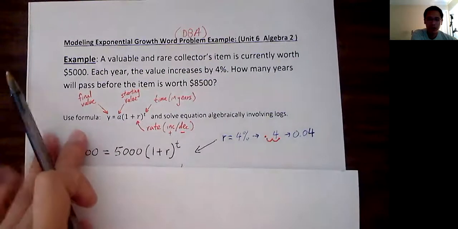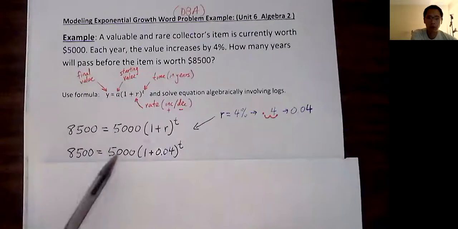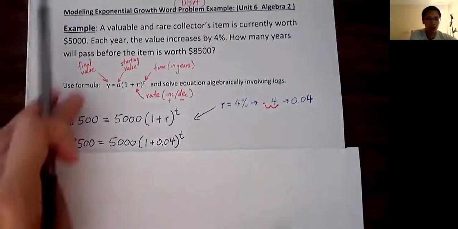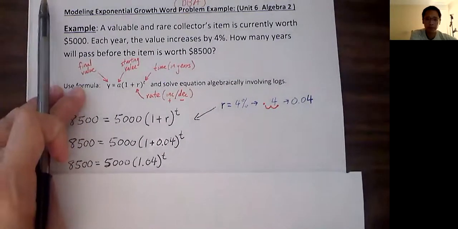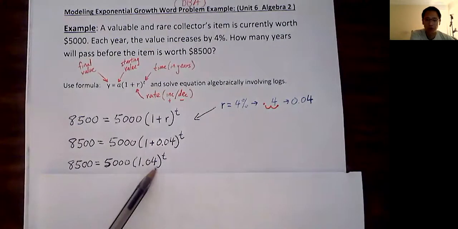So I think we have everything that we need to move forward with our problem. So R gets replaced with 0.04. I'm going to combine some like terms here. So 1 plus 0.04 is 1.04. So now I have 8,500 equals 5,000 times 1.04 to the t.